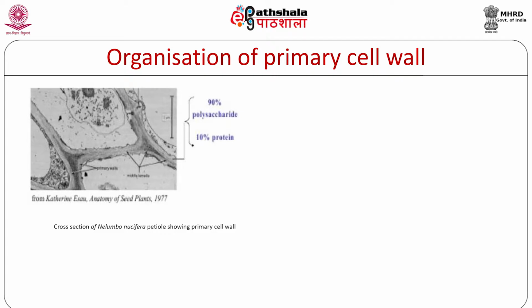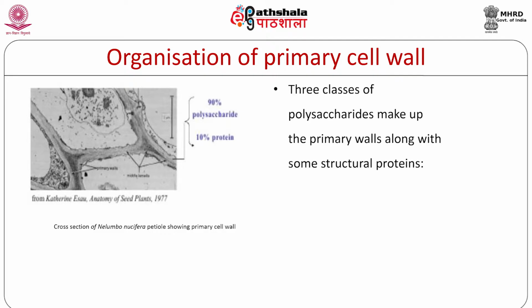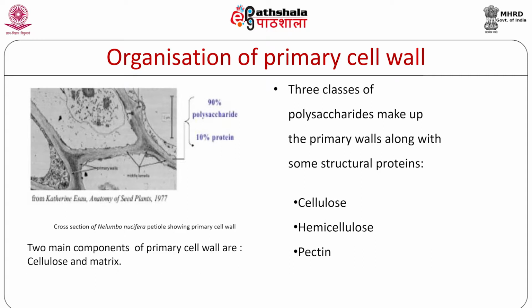Organization of primary cell wall. Three classes of polysaccharides make up the primary walls, namely cellulose, hemicellulose and pectins. The primary cell wall can be divided into two types, type 1 primary cell wall and type 2 primary cell wall. Two main components of the primary cell wall are cellulose and matrix. The matrix is formed by hemicellulose, pectins and proteins.